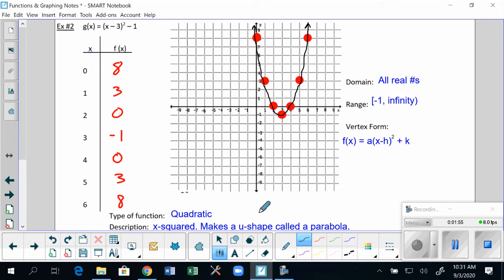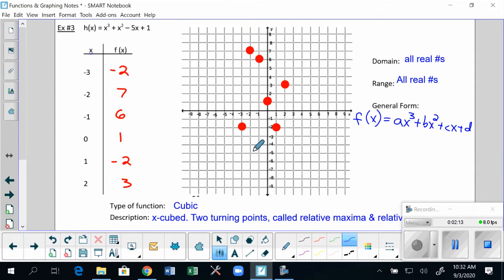And I'm going to point this out real quick. This low point is called a vertex. So this point right here is called the vertex of the parabola. And then go ahead and write down this form. This is called the vertex form of a quadratic function.